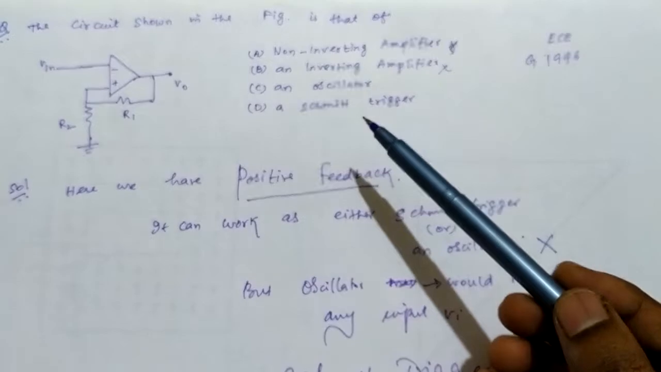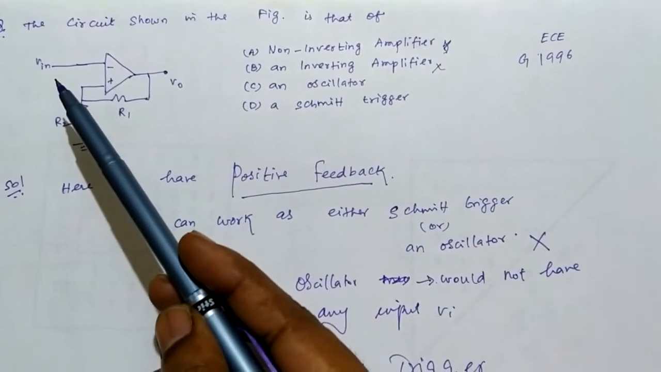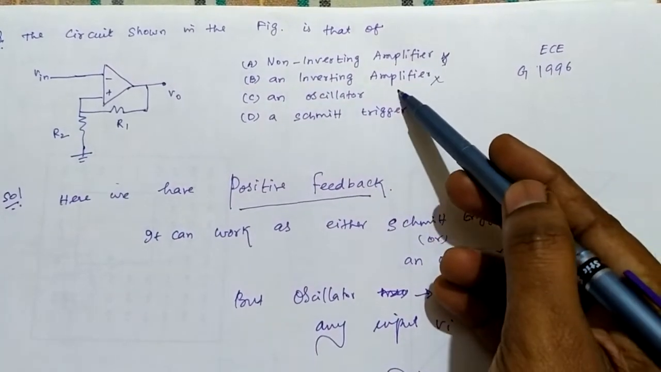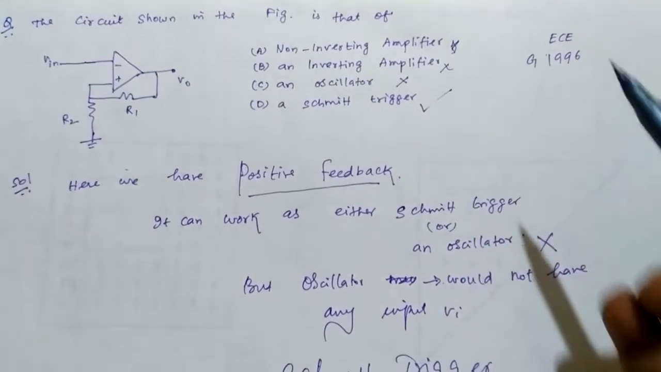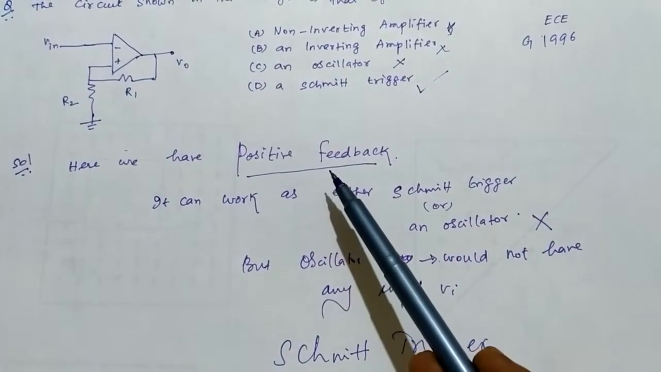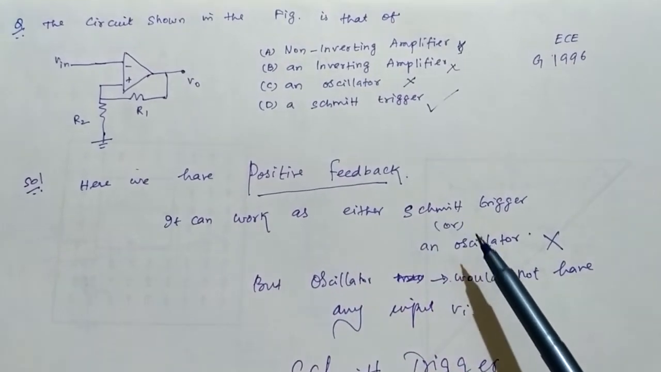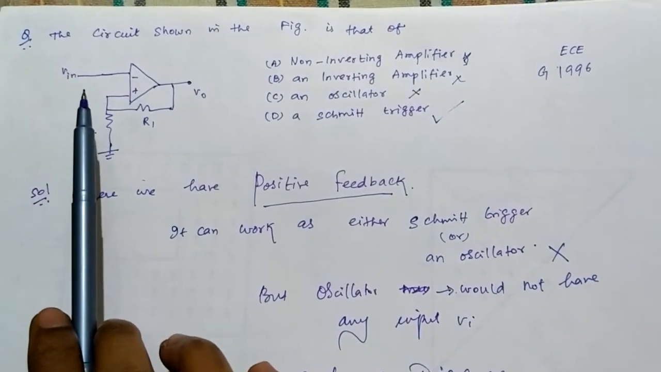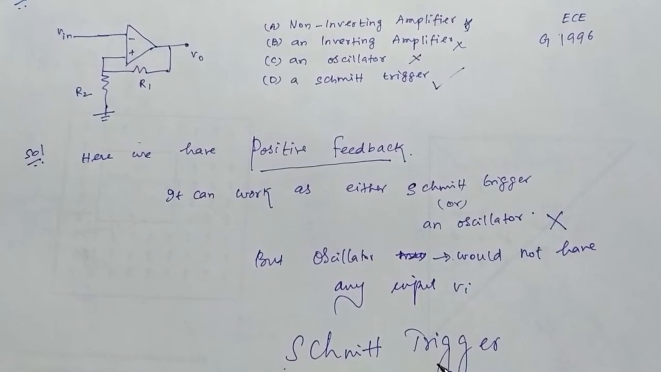But for an oscillator, we are supposed to not give any input voltage. So this is not the case. The only option left is the Schmitt trigger, which has positive feedback. It may be a Schmitt trigger or an oscillator, but for an oscillator we are not supposed to give any input voltage. So the answer is Schmitt trigger.